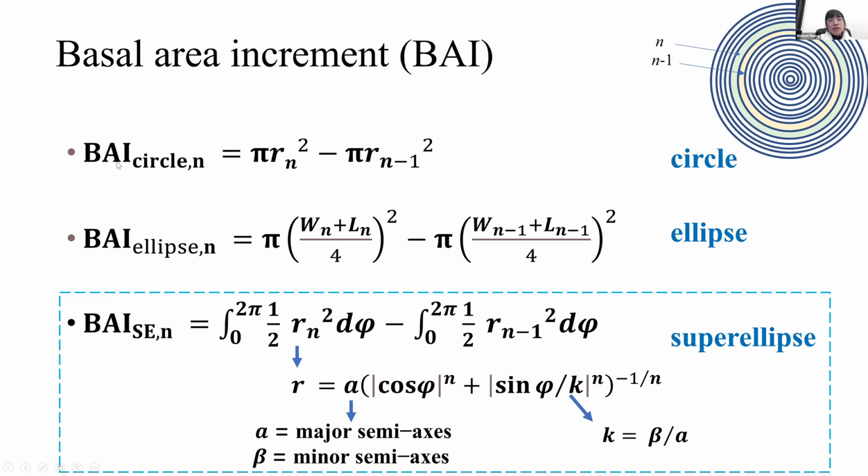If we use the circle equation to calculate the basal area increment, this is the function we use. And if we think the tree ring shape is like an ellipse, we use the ellipse function to calculate the basal area increment. And if we use the superellipse, then this is the function that can be used to calculate the basal area increment. A is the major semi-axis, and K is the minor semi-axis divided by the major semi-axis.